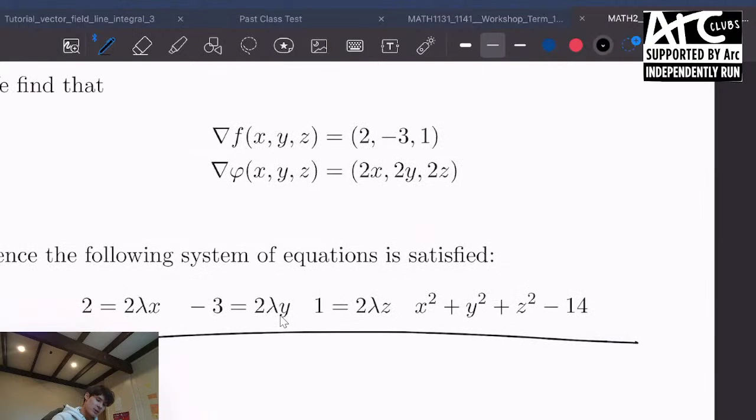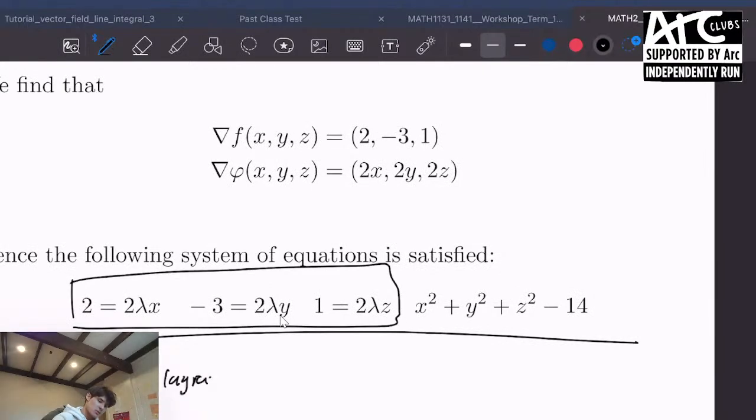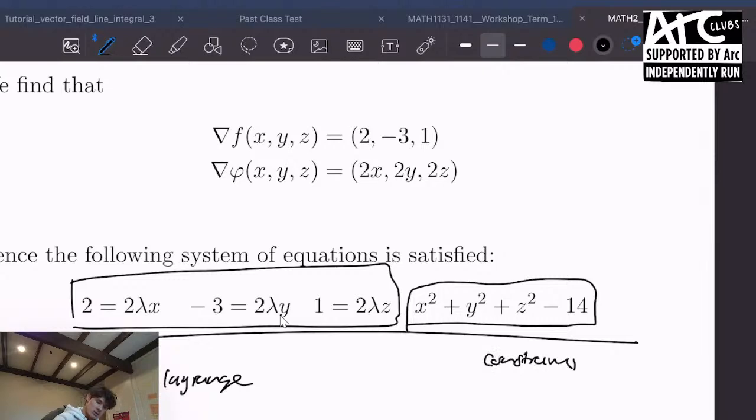These are from the Lagrange multiplier equation, and this is our constraint again, which should equal 14.